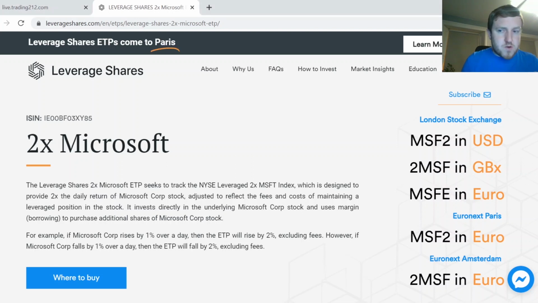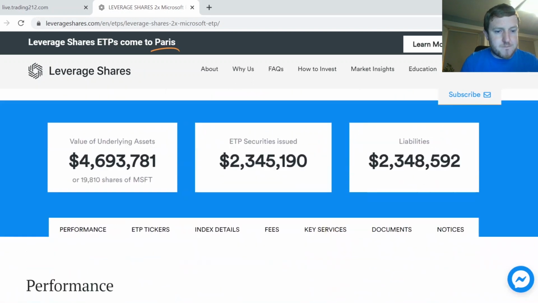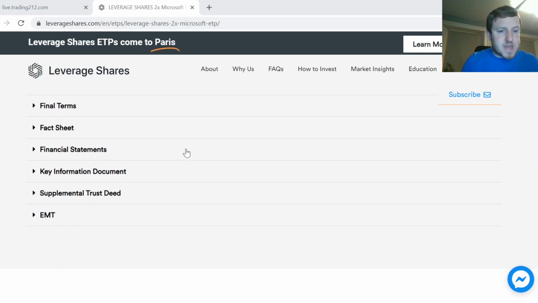But what I really want to show you is how to find the key information document. There should be a key information document, which is a 2-page summary that will give you all the details you need to know, and it should be available on this website. So I'll scroll down to the bottom here. Down at the bottom of the page, they have this key information document. Let's open that up and have a look at it.